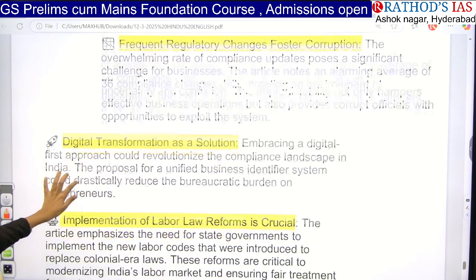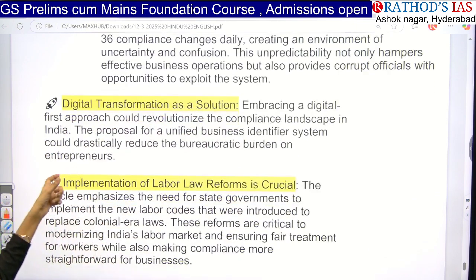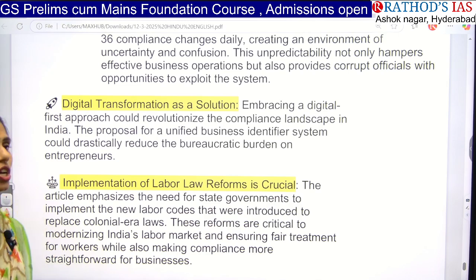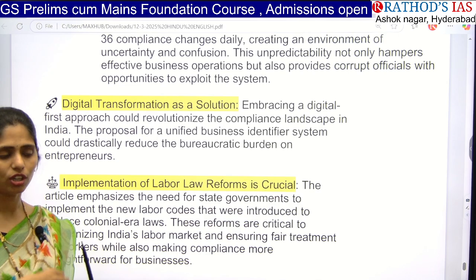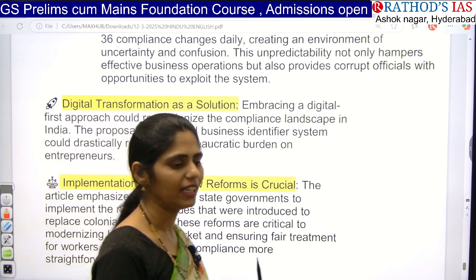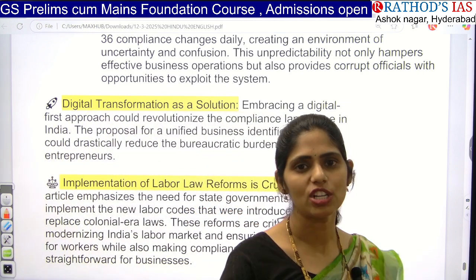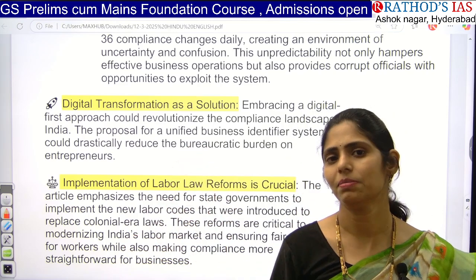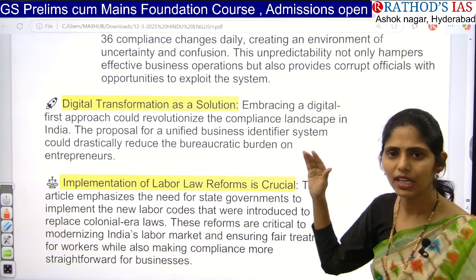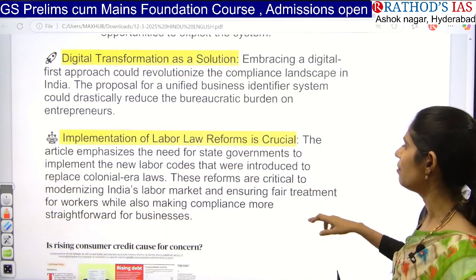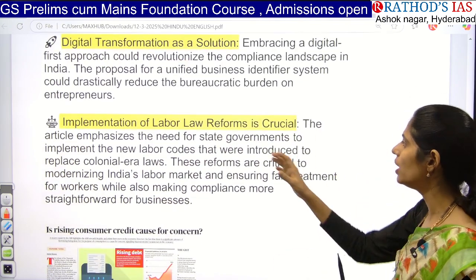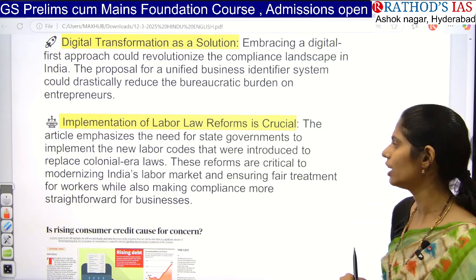And the next one here is, yes, this article is saying that we have to go for a digital approach. So whatever compliances and permissions a businessman needs to take, it should be a one-stop solution. Everything should be there on one website, so that corruption can decrease. And apart from that, we also have to focus on implementation of labor law reforms.